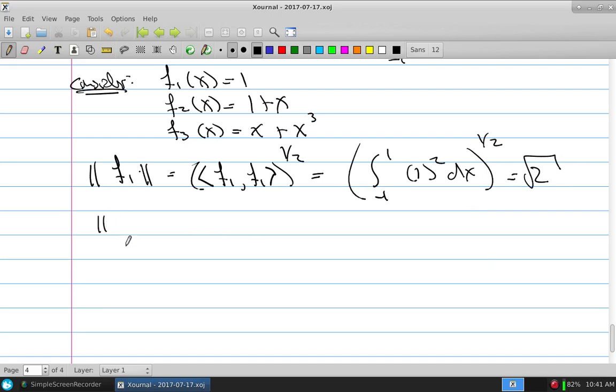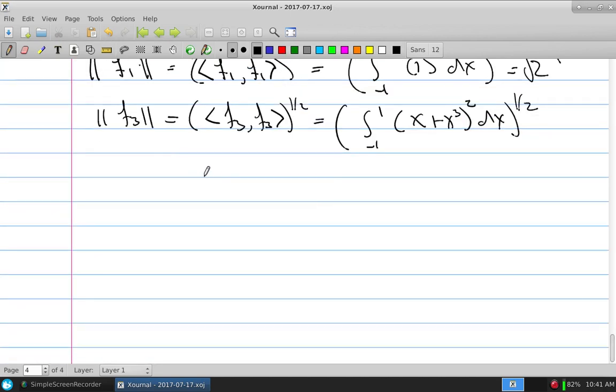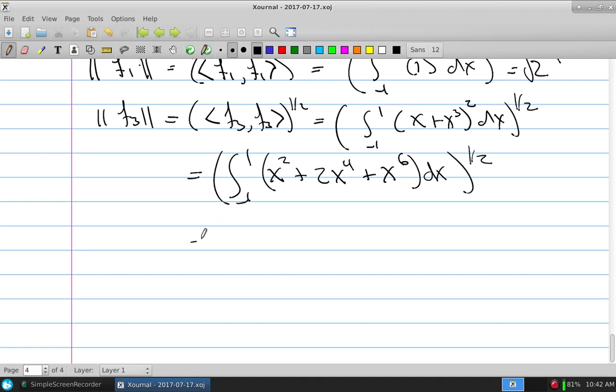Sorry. What's the magnitude of F3? Which is why I picked F3 for what it is. It's the integral of negative 1 to 1, still going to be positive, right? So we were going to get x plus x cubed squared dx to the 1/2 power. This is uglier, which is what? I need to integrate from negative 1 to 1 of x squared plus 2x to the 4th plus x to the 6th. Still my 1/2 power.